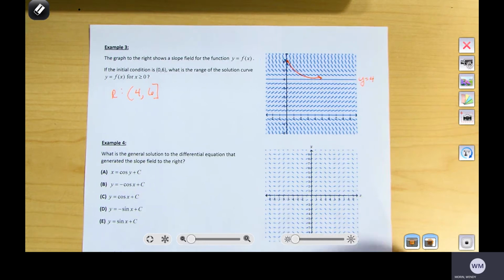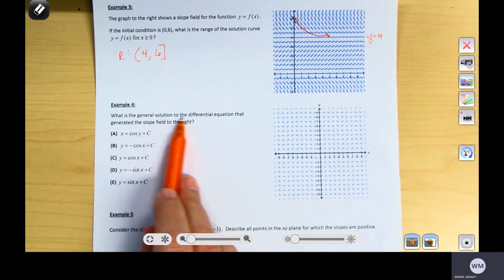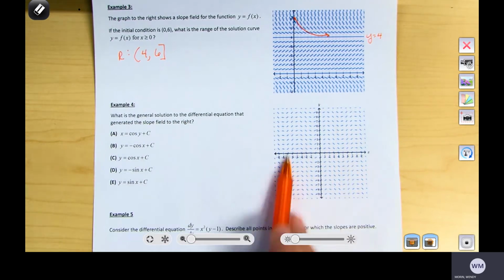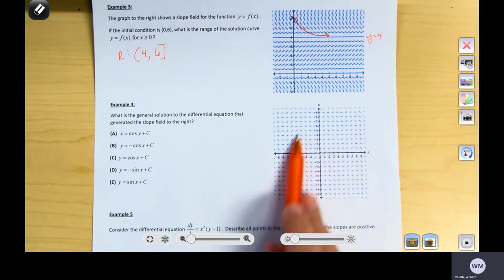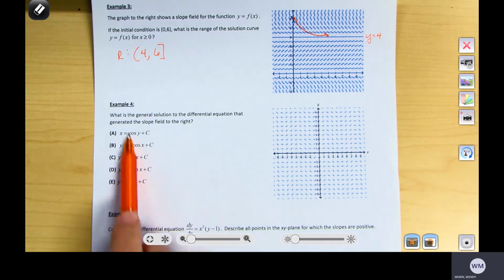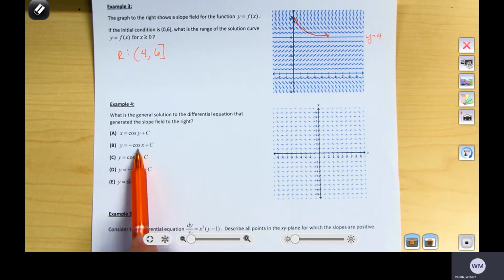Let's just keep looking at some examples. What is a general solution to the differential equation that generates the slope field here? So now we're given a slope field here. They don't really give us a coordinate, but let's look at these equations over here. Let's look at the answers to kind of guide us. It looks like we have y equals sine or cosine or negative sine or cosine graphs.